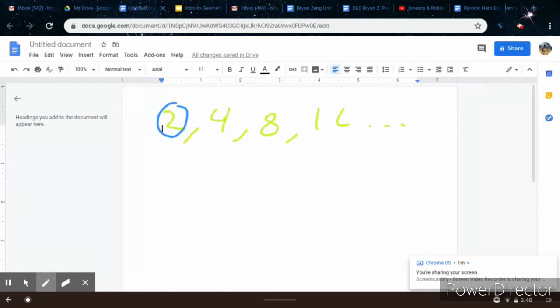Now we need to find the common ratio, r. If you look at our sequence, we're multiplying by 2 every single time. We multiply 2 by 2 to get to 4, we multiply 4 by 2 to get to 8, and we multiply by 2 to get to 16. So we know our common ratio, r, has to be 2. If we put this into formula form, we have a_n equals 2, our first term, times our common ratio 2 to the n minus 1.